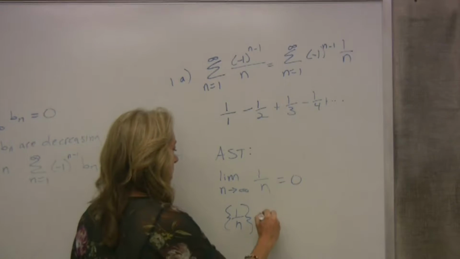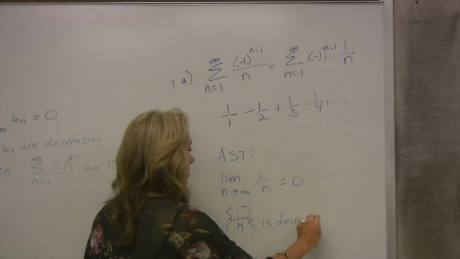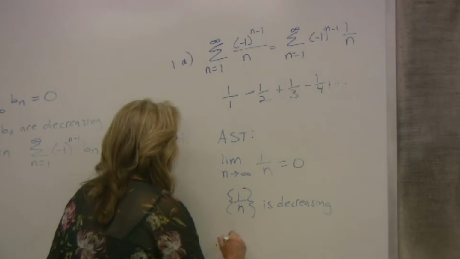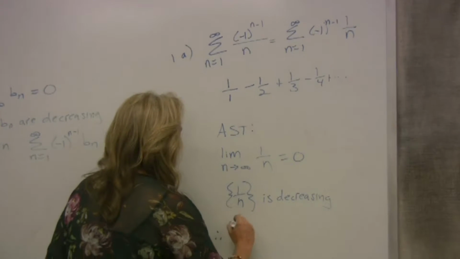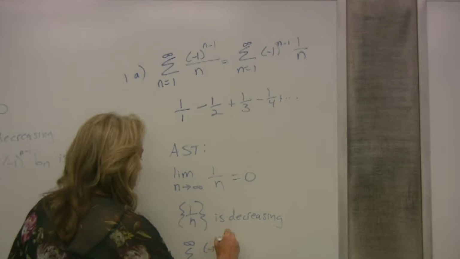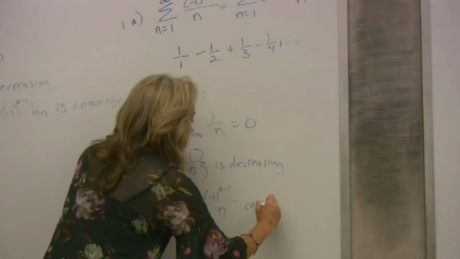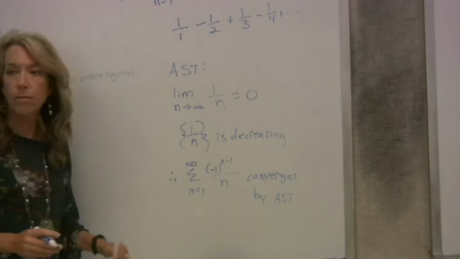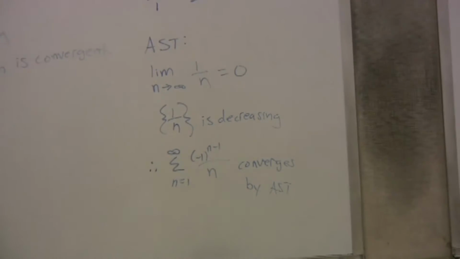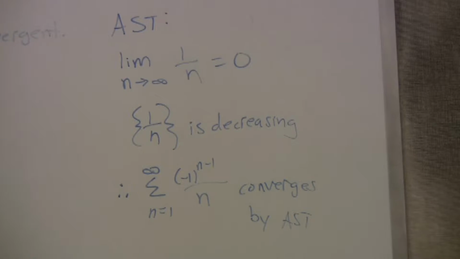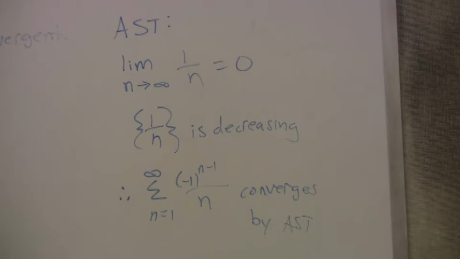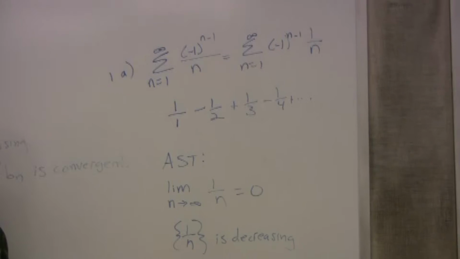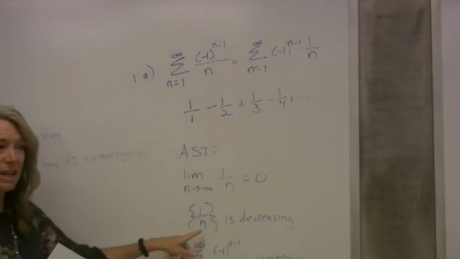The sequence of 1 over n is decreasing. Right? Each fraction is getting smaller. Therefore, the series converges by the AST. As long as your terms are heading towards 0 and getting smaller, the terms without the signs, heading towards 0 and getting smaller, it will converge. This is just talking about the sequence of terms.